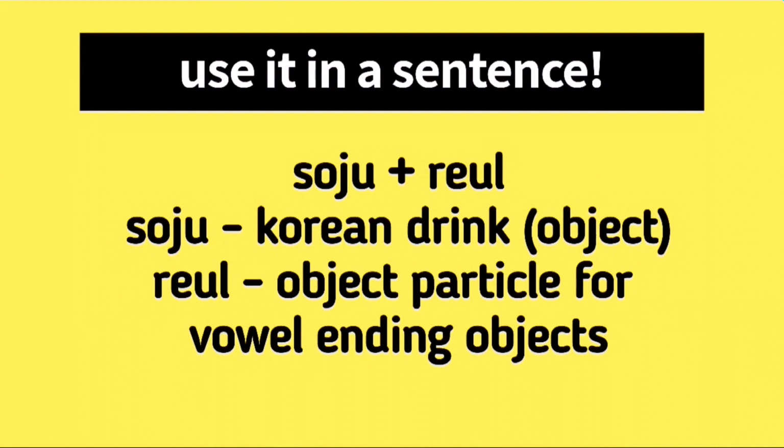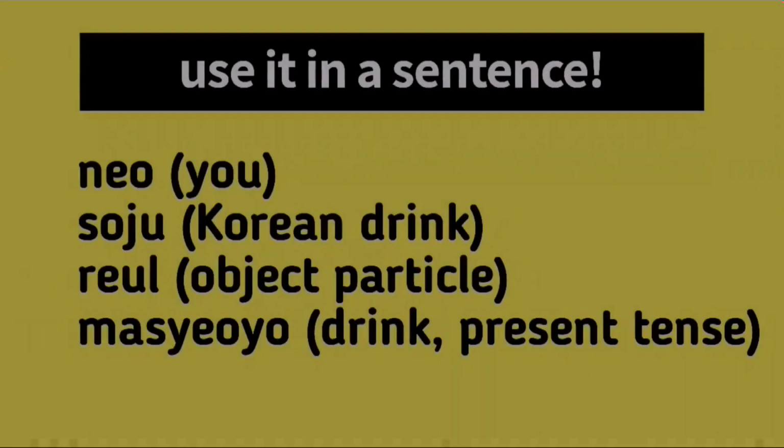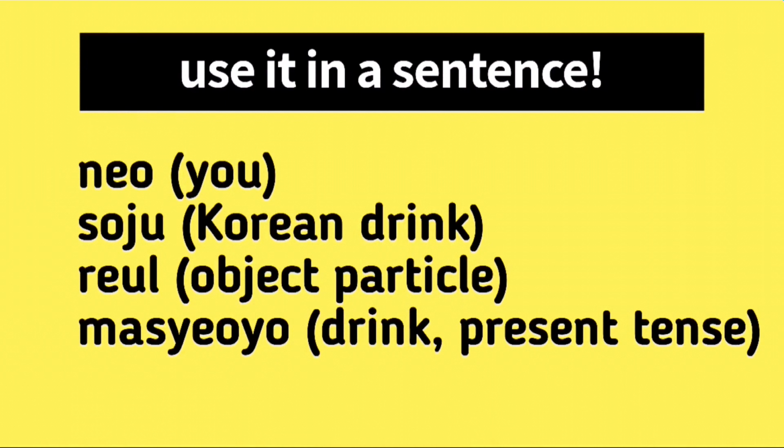Again, soju를 is just the combination of soju and 를. Soju is the Korean drink, and 를 is the object particle added to objects with vowel endings. So here's the pattern followed for object particles. If the object ending is vowel, we'll use 를. If the object ending is consonant, we'll use 을. And since soju ends with a vowel, we used 를.